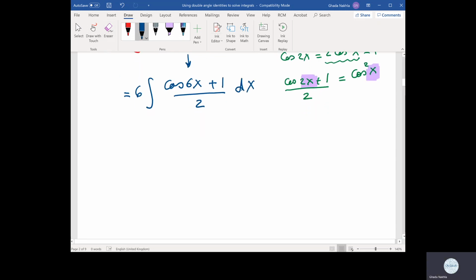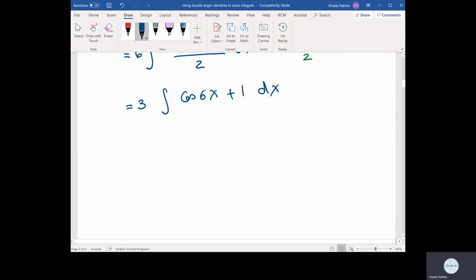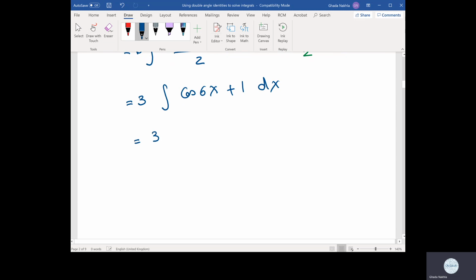Right, let's finish it off. 6 divided by 2 is 3, so I can put a 3 there, and then I'm integrating cos 6x plus 1 dx. Looks simple enough to me now. Let's then integrate. So 3.